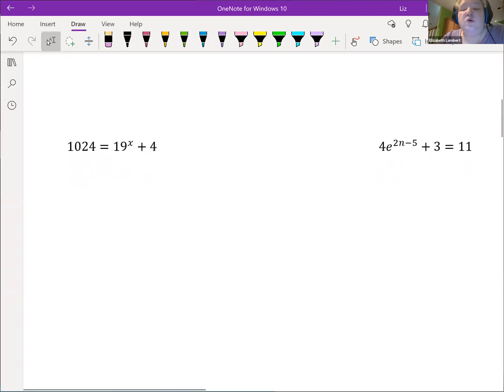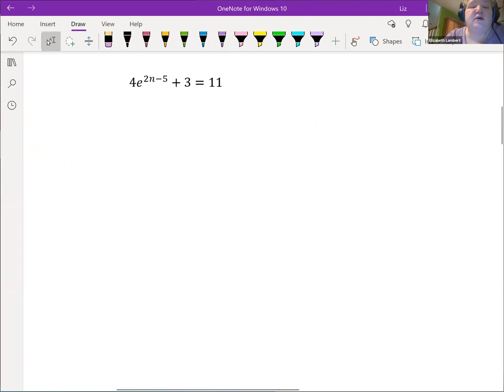So let's see this ugly mess. This is about the ugliest exponential you can get. And there's the extra letter in there just to trip you up if you're not used to seeing e yet. So let's go ahead and talk about this one.